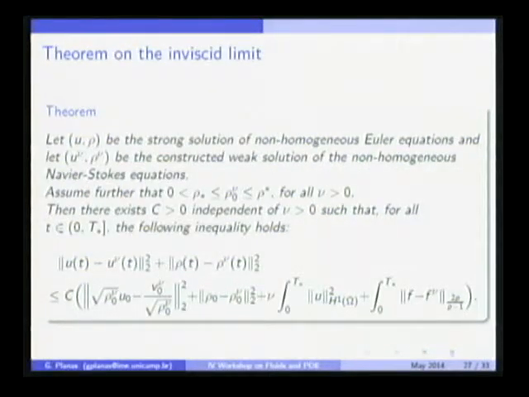Our theorem about the inviscid limit is: take the strong solution of the non-homogeneous Euler equation, take the weak solution we construct, and assume that the initial density for the Navier-Stokes equation is bounded from below and from above. We tried a lot to remove this condition, but it was not possible. In fact, in the other works, they put this condition also.